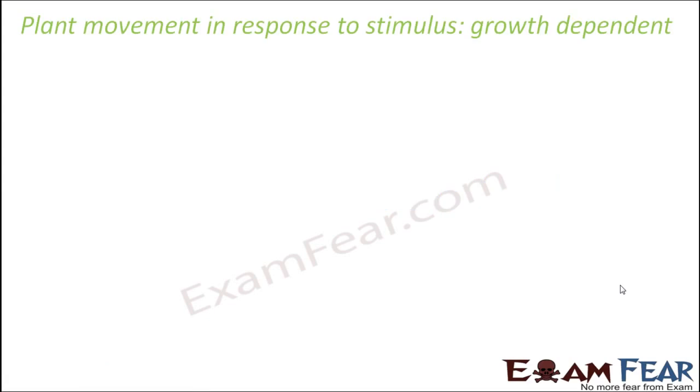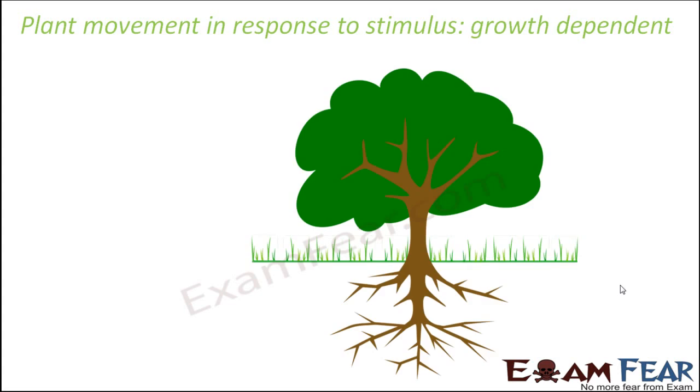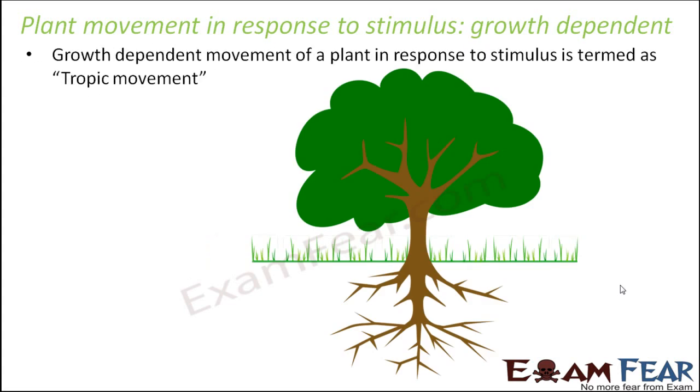So plant movement in response to stimulus. These are growth dependent movements. Let us try to see what they are. Growth dependent movement of a plant in response to stimulus is termed as tropic movement. As I said, in case of animals, the response to stimulus is very instant, and that happens due to the presence of the nervous system. When your finger gets into the fire, you immediately take it back because you can feel that heat. That is because of your nervous system.